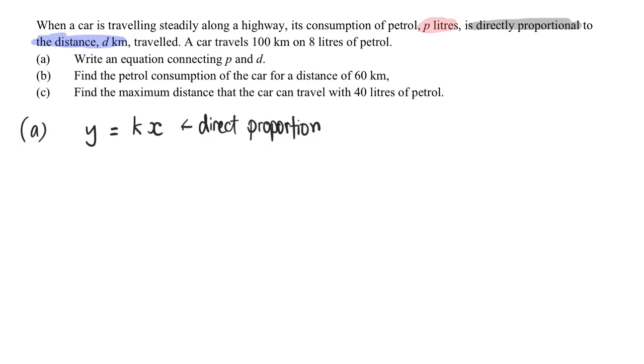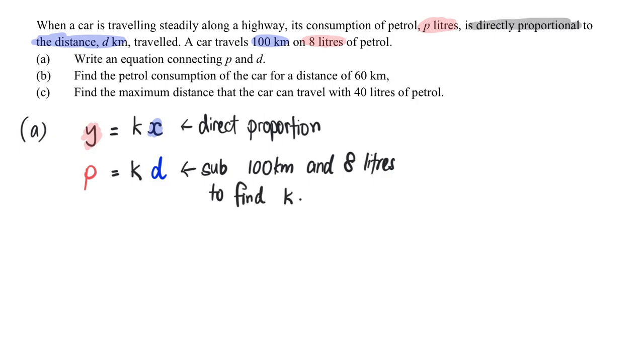So in this case, we would have Y as P, K we don't know, my X is actually my D, and we do know something though. They give us 100 kilometer and 8 liters. I'm going to substitute 100 kilometer and 8 liters into this general equation to find K.